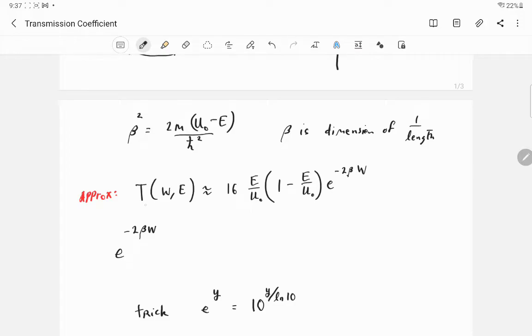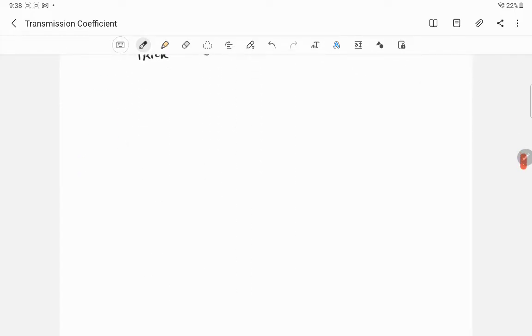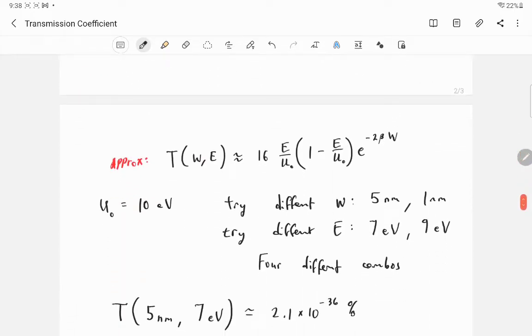Notice that this transmission coefficient overall doesn't have units either. It's 16 times an energy over an energy multiplied by 1 minus an energy over an energy, so everything here is unitless. And then I'm multiplying by the result of an exponential of a number without units, which has no units. There are no units in this expression. It's purely a fraction, which we understand as a percent. When I calculate a transmission coefficient, I'm going to put a percent symbol on it.